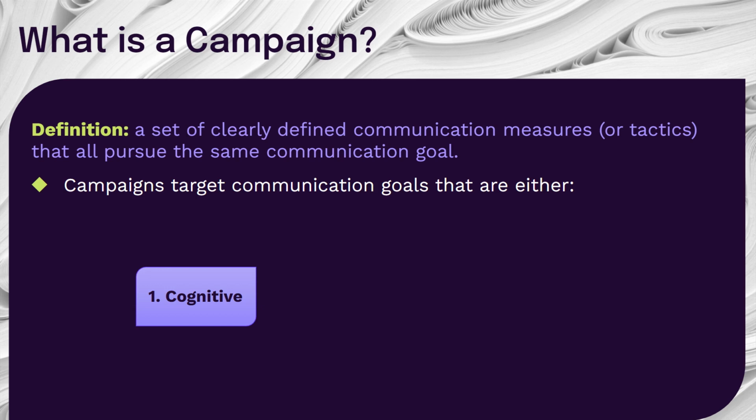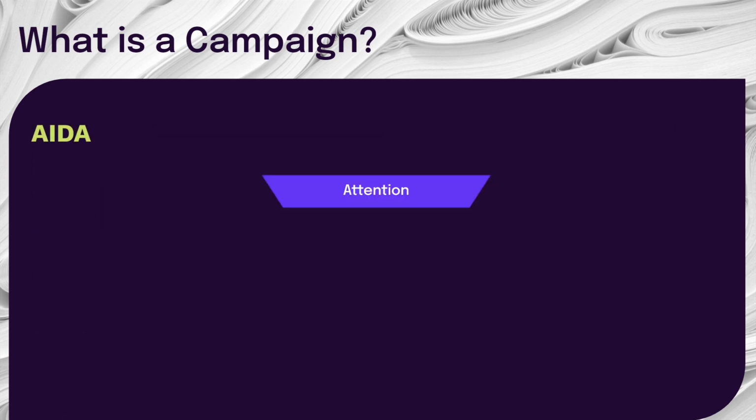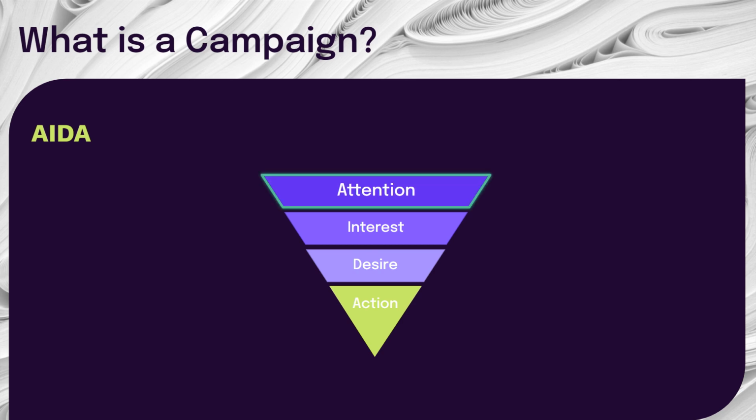Since campaigns are communication measures, they target communication goals which can either be cognitive, those that raise perception and attention for a product or service, affective, those that raise interest or change attitudes, or conative, those that strengthen purchase or repurchase intention. You may have heard the term AIDA, or attention, interest, desire, action. This is a popular model that describes how advertising works. Campaigns attempt to influence attention, raise interest, or elicit desire, all in an effort to, hopefully, make the consumer take action and make a purchase.